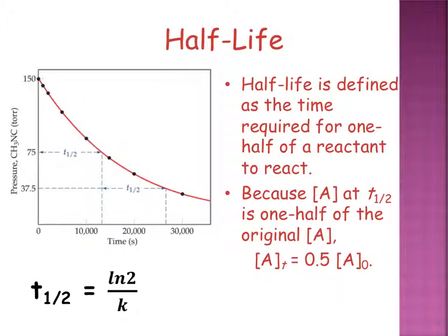Everything has a half-life, zero, first, second order, but you are only required to know how to do first order half-life, okay? So that makes your life so much easier. The half-life symbol is T1/2. And the first order equation is the natural log of 2 over K. So our half-life is equal to the natural log of 2 over K.